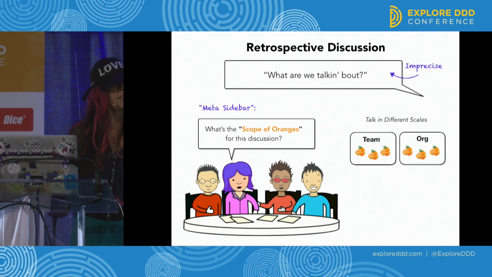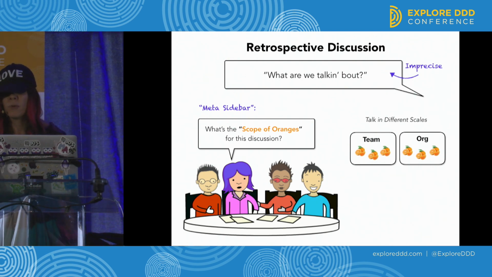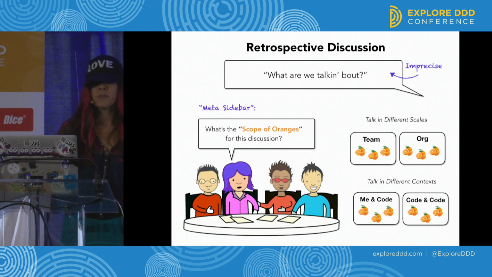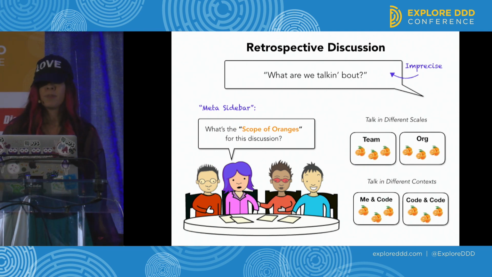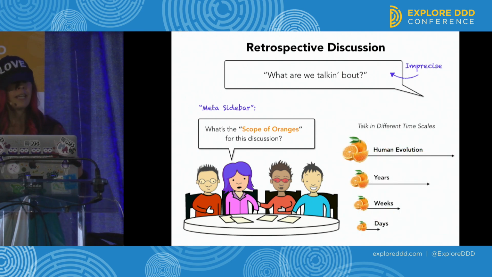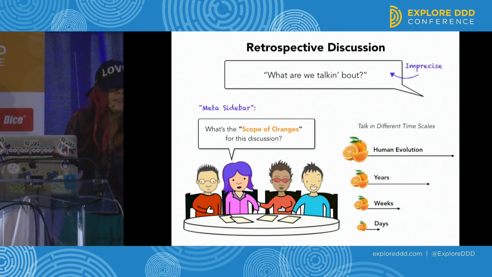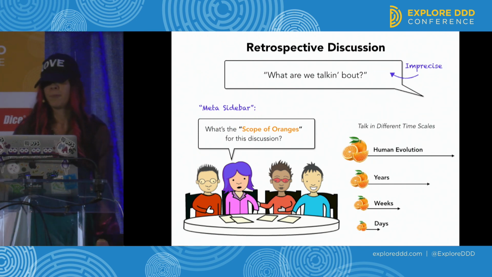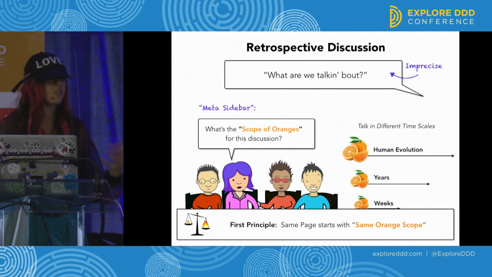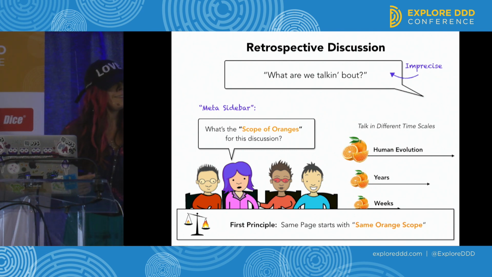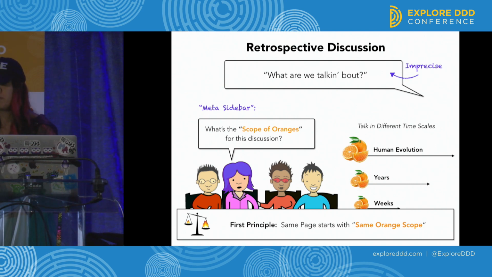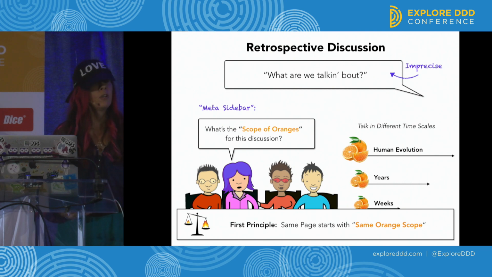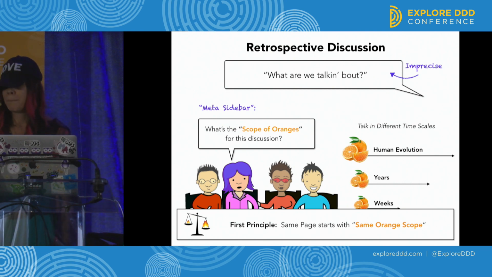We can talk about different scales. Are we talking about team scale or are we talking about organization scale? We can talk in different contexts. Are we talking about me and my code or code-to-code relationships? And we can also talk at different time scales. So we can talk about things in days, weeks, years, or are we talking about human evolution time scales, right? We want to be on the same page. And the same page basically starts with the same orange scope. So if you listen and hear people talking at different levels of abstraction, different scales, different scopes, help everyone get on the same page with the same scope of oranges.